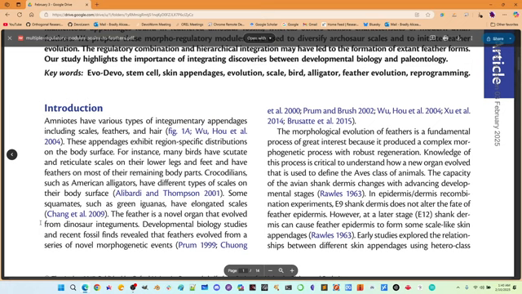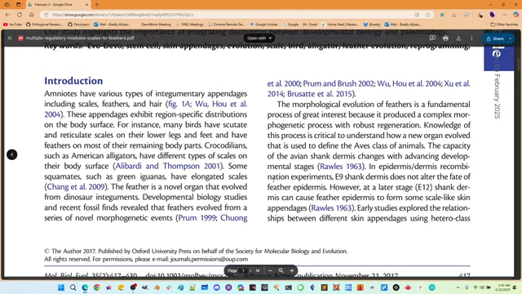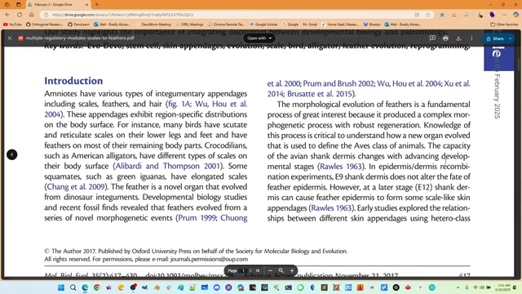The feather is a novel organ that evolved from dinosaur integuments. Developmental biology studies and recent fossil finds reveal that feathers evolved from a series of novel morphogenetic events, which we talked about in the abstract. And they also talk about some of the early epidermis-dermis recombination experiments, where E9 shank dermis does not alter the fate of feather epidermis. However, at a later stage of development, which is E12, shank dermis can cause feather epidermis to form some scale-like skin appendages. So these are some early studies by Rawles in 1963 that look to understand the developmental regulation of these different structures.